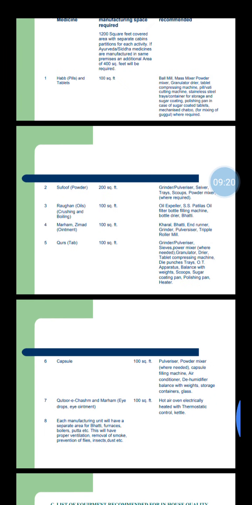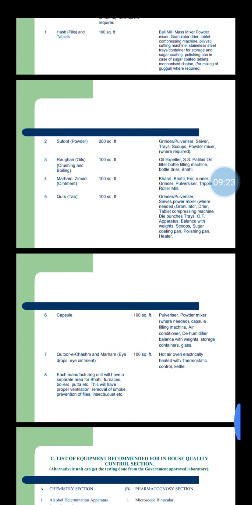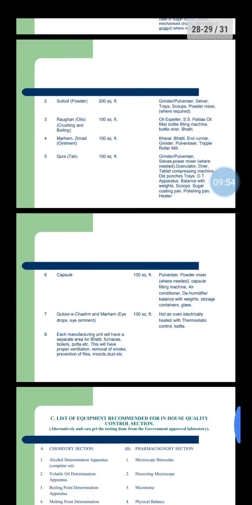Then sufuf powder, 200 square feet area required: a grinder, pulverizer, tray dryers, powder mixture required. Then rauqhan, oil crushing and boiling, 100 square feet area required: oil expeller, SS patila, oil filter, bottle filling machine, a bottle, a dried bhati. Then marham, zimad, ointment, 100 square feet area required: chiral fatty end runner, grinder, pulverizer, triple roller mill.